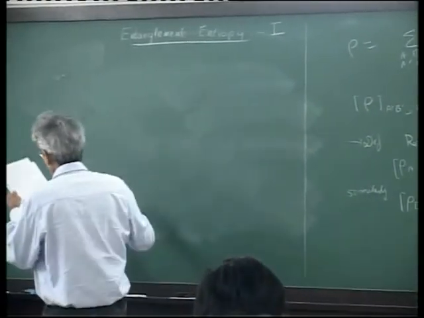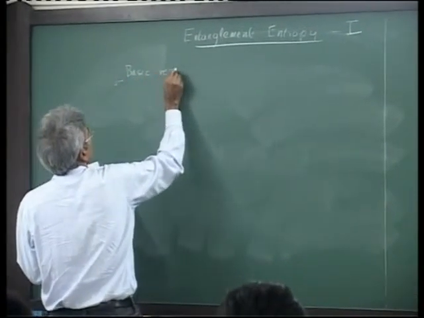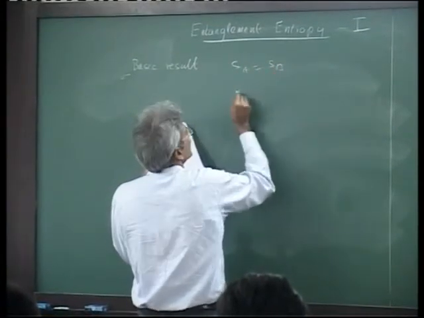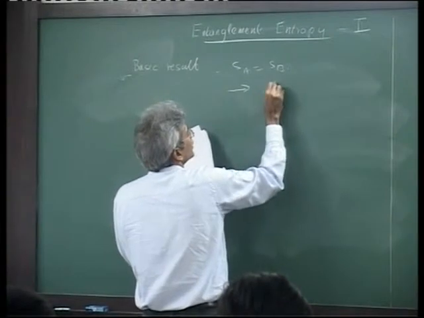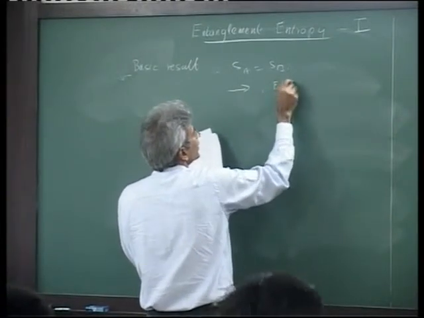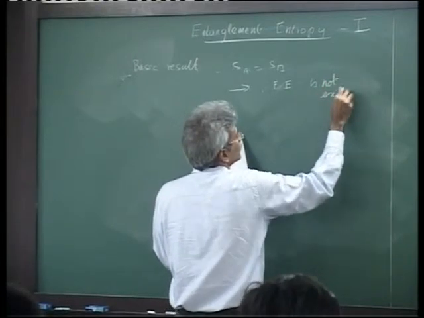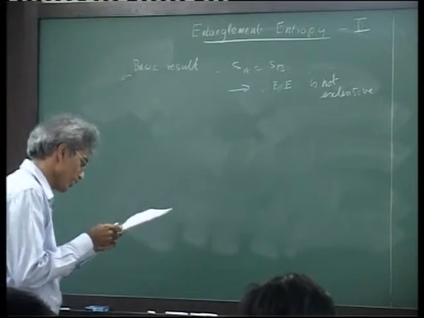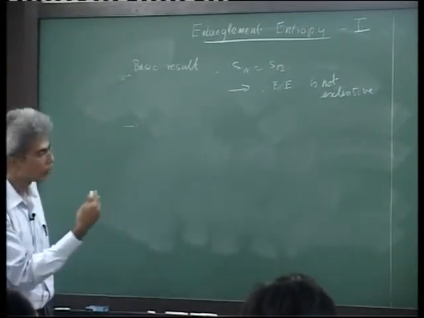Okay. So basic result: SA equals SB. And of course, this is easily seen. Entanglement entropy, let me call it EE, is therefore not extensive, which is a property people in black hole physics like, right?